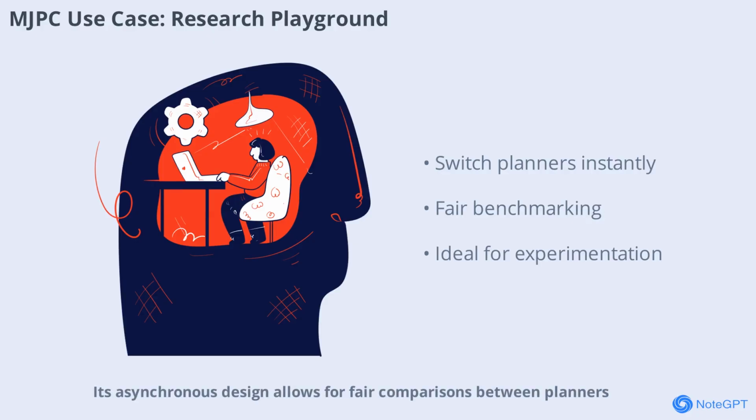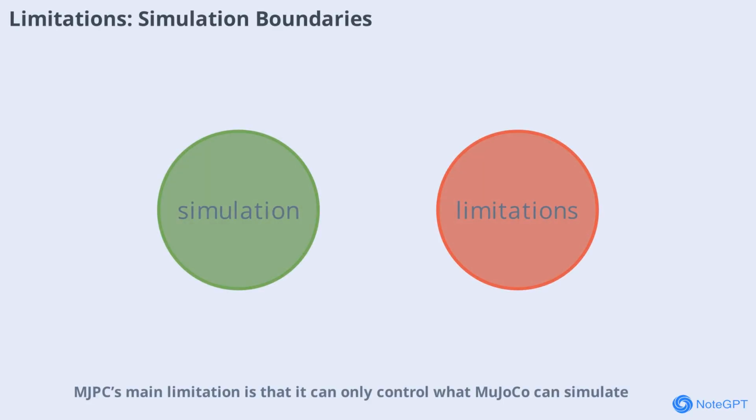Its asynchronous design allows for fair comparisons between planners, and users can switch planners on the fly. This flexibility makes it easy to experiment, benchmark, and innovate in the field of predictive control. MJPC's main limitation is that it can only control what MuJoCo can simulate, and only as fast as the simulation can run. Very high degree of freedom systems like fluids or soft bodies are challenging to simulate in real time. Advances in simulation technology or learned dynamics models may help overcome these boundaries in the future.